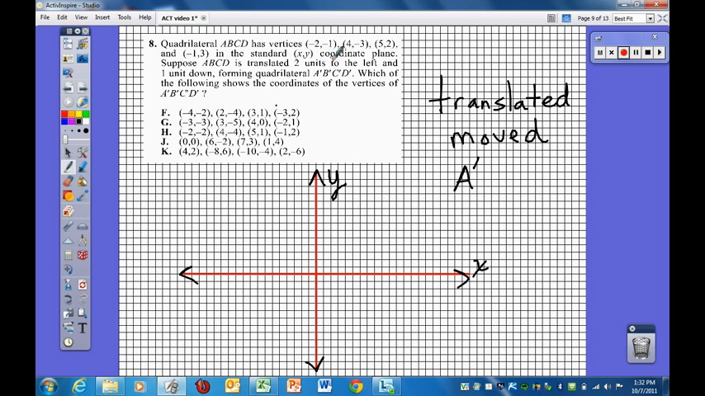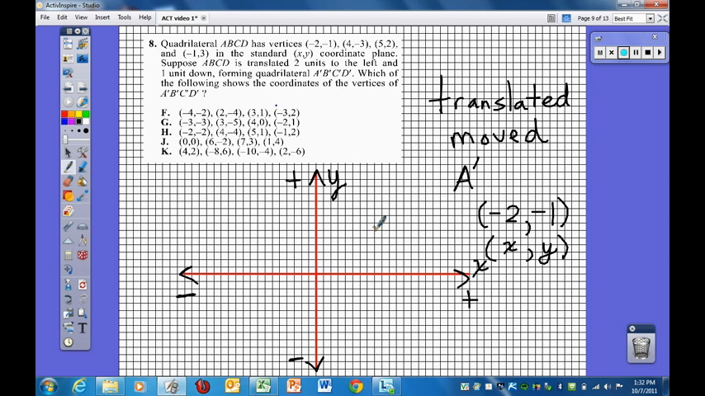Now make sure you're very careful. I have seen my students over the years not move correctly on the coordinate plane. This first part of the coordinate is the x portion. The second part of the coordinate is the y portion. If you have a positive for the x, you move to the right. If you have a negative on the x portion, you move to the left. If you have a positive on the y portion, you go up. And if you have a negative on the y portion, you go down.